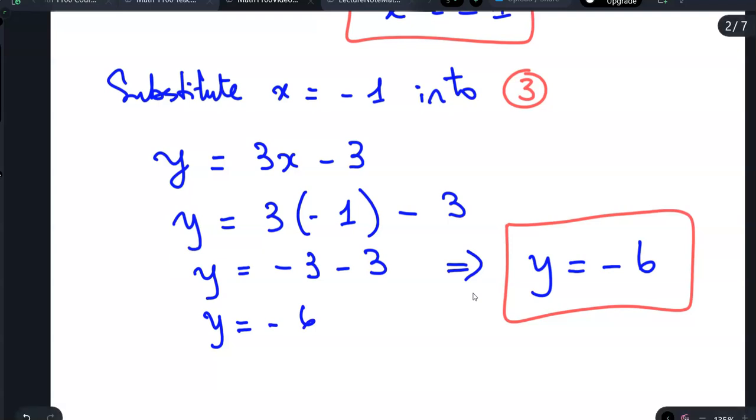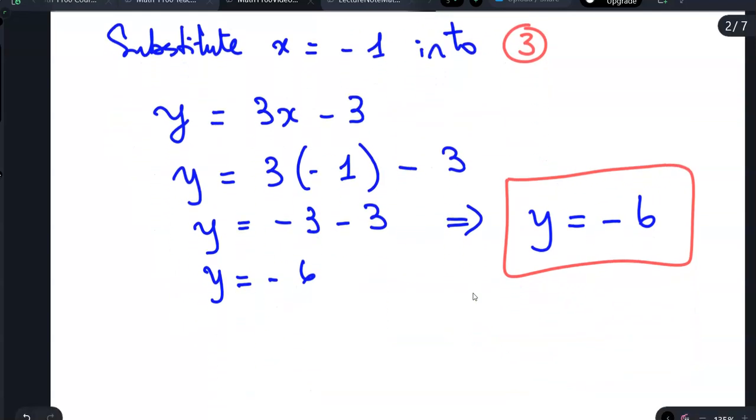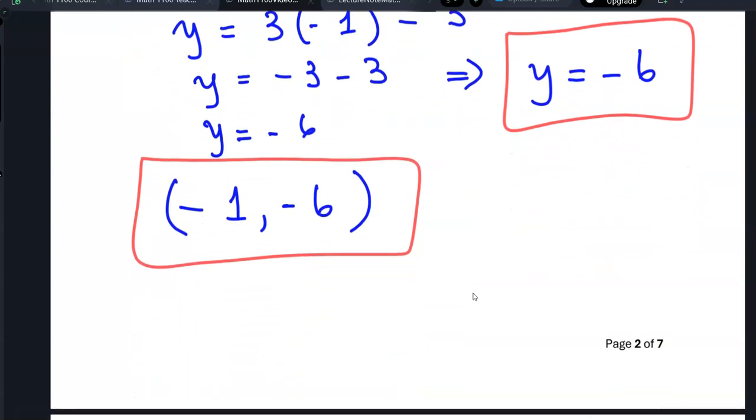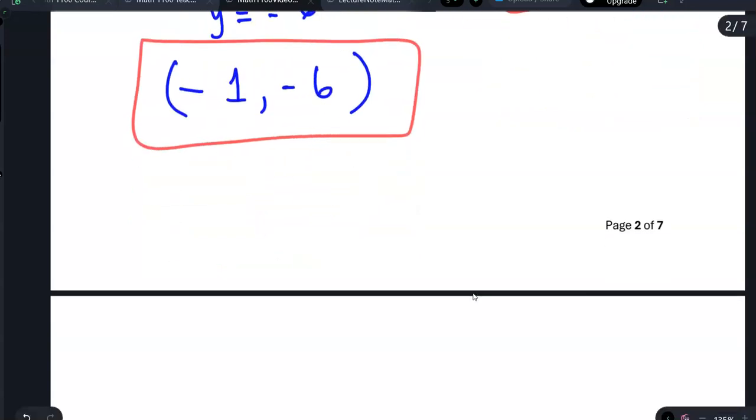Then x equal to minus 1, y equal to minus 6 is the ordered pair, right? So that means I should have minus 1, minus 6 represented as an ordered pair, which is the solution for the system of two equations, two unknowns. So what we need to do is we need to check to see if negative 1, negative 6 is true for both equations.